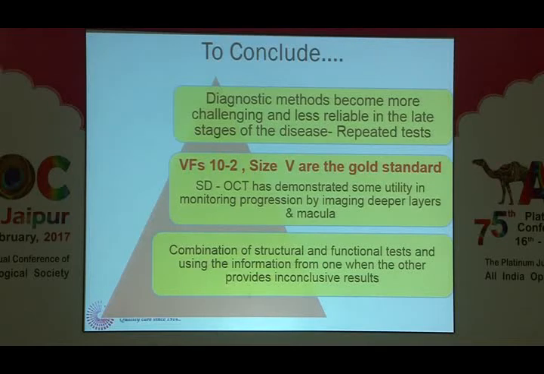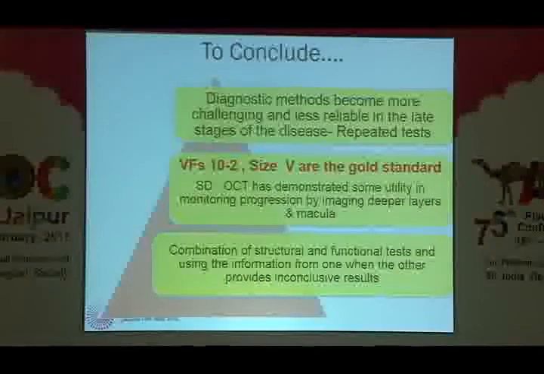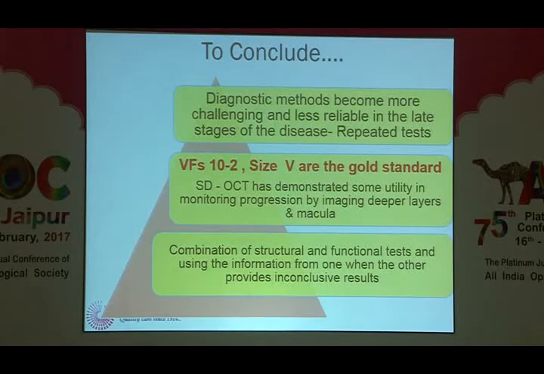The frequency of tests will be as frequent as 3 months in very advanced cases. 10-2 strategy and size 5 are the gold standards for detecting progression in advanced glaucoma. SD-OCT has demonstrated some utility in monitoring progression by imaging deeper layers and the macular imaging. However, a combination of structural and functional tests, using information from one when the other provides inconclusive results, is the best way to detect progression. And of course, you need to go by the patient's symptoms to detect progression in these cases and modify your treatment accordingly.